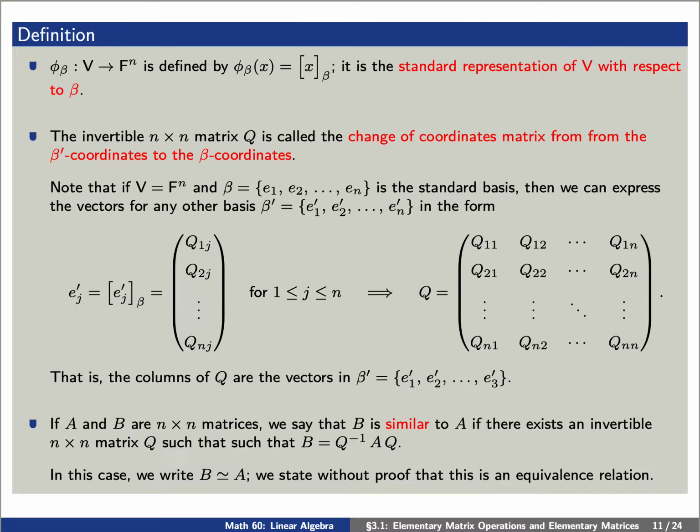If A and B are two n by n matrices, we'll say that B is similar to A if there exists an invertible n by n matrix Q such that B equals Q inverse A Q.